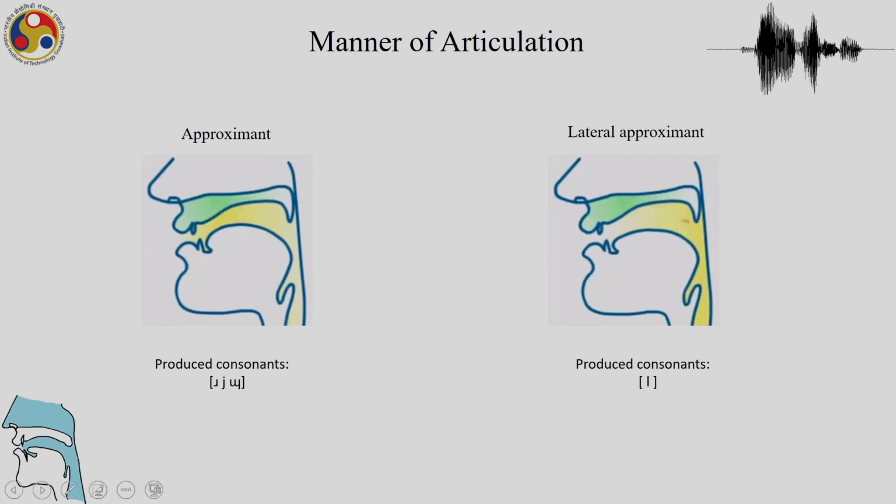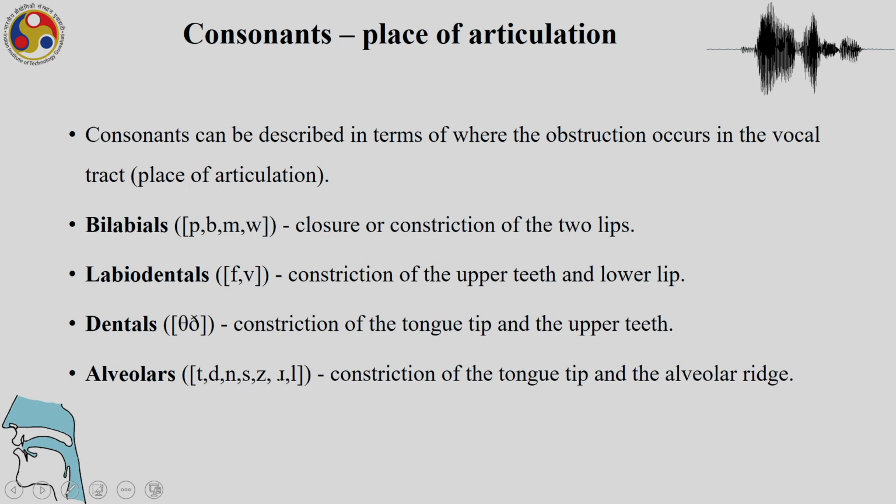Now, the least obstruction, as we said, is when we have approximants. So, here we have r, y, w, and then we have l. So, that was to show you through video descriptions how these sounds are produced. And we are going to discuss more of these sounds when we discuss the sounds of the world's languages.